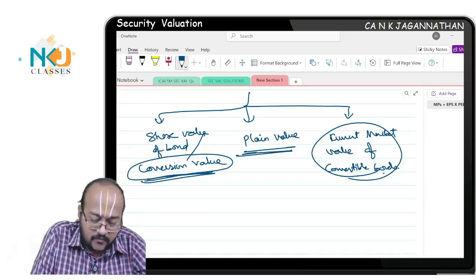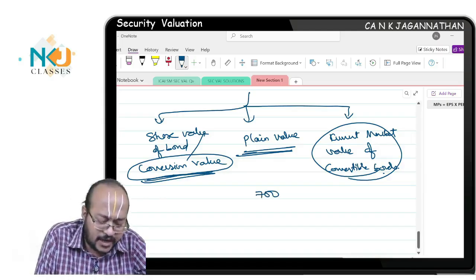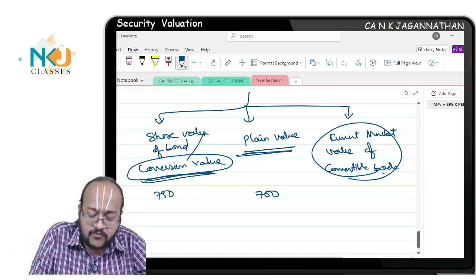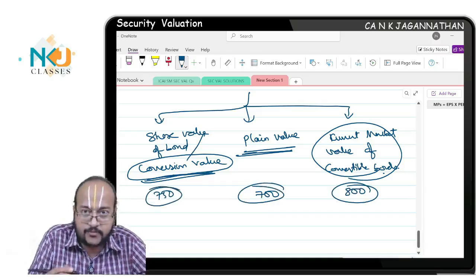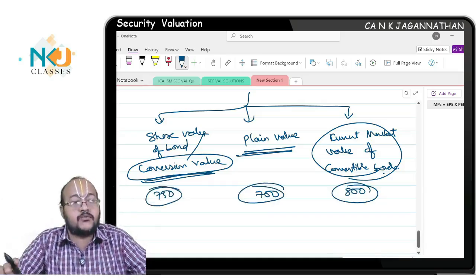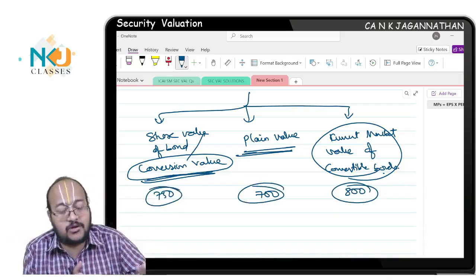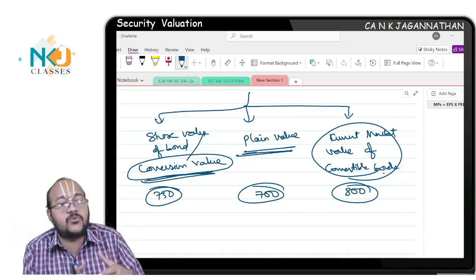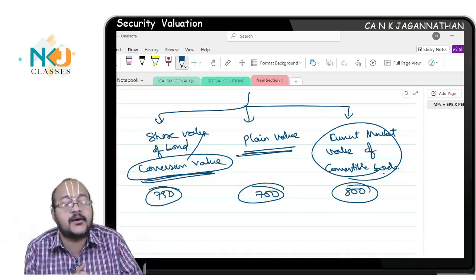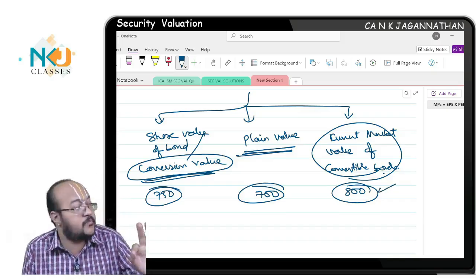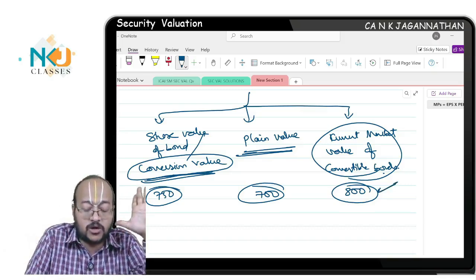Always remember, if the plain value of the bond is assumed to be 700, the share value of the bond will be 750, and the convertible bond's market price will always be higher among all these three. Are you all understanding? Convertible bonds give you the option to convert into equity shares whenever you want. That is an extra benefit, hence it will always trade at a premium price in the market. The price of the convertible bond will be highest among all three.